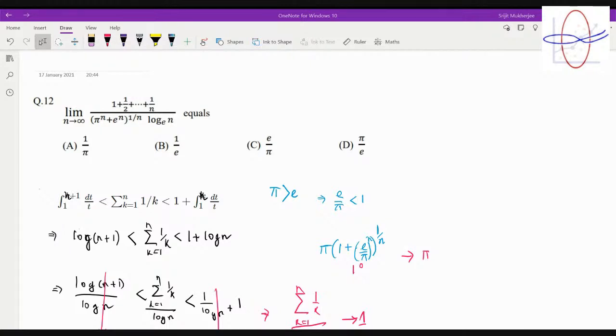Two problems. I don't know what question 12 and 13 mean, but somewhere it belongs. So let's dive into the questions without further ado. Let's try to understand.